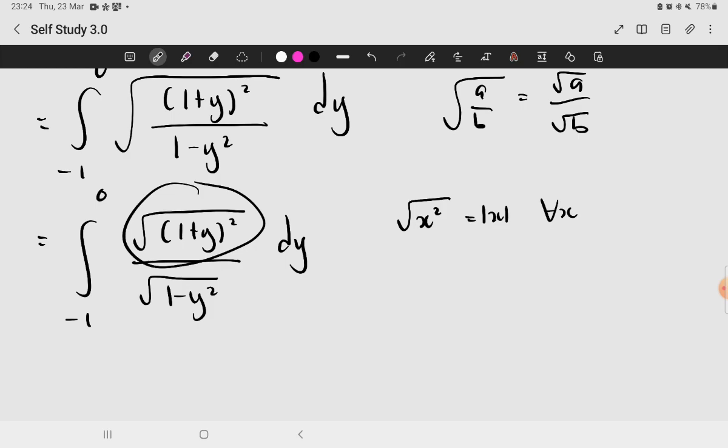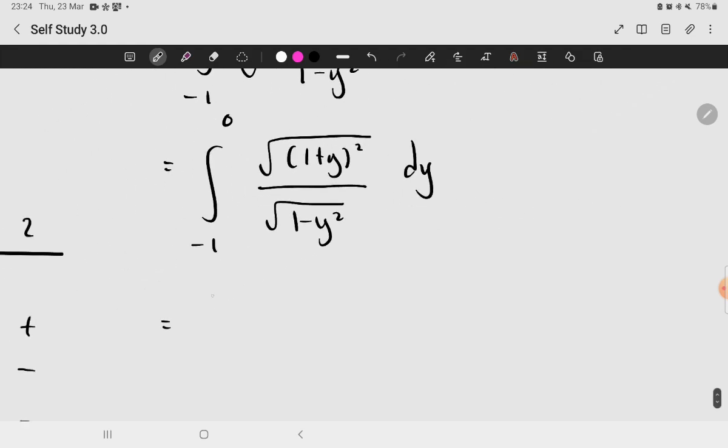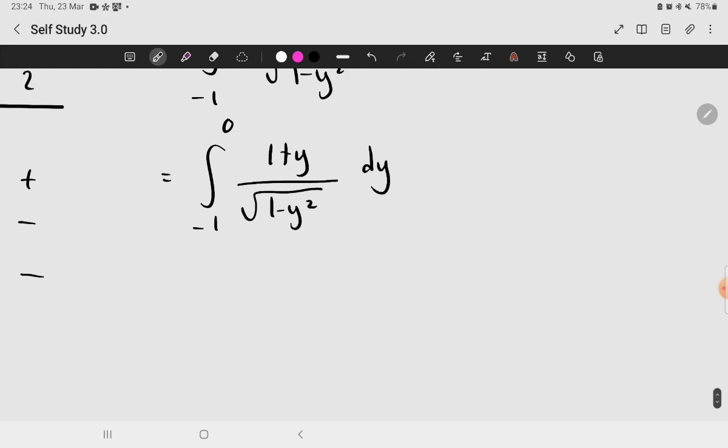Okay, so you can write it out like this: 1 plus y divided by the square root of 1 minus y squared. And now, one of the techniques of integration is that we will be separating the integrand. We know that we could separate this into two terms. The denominator here is only a single term. So once we separate them, we could solve the integral.